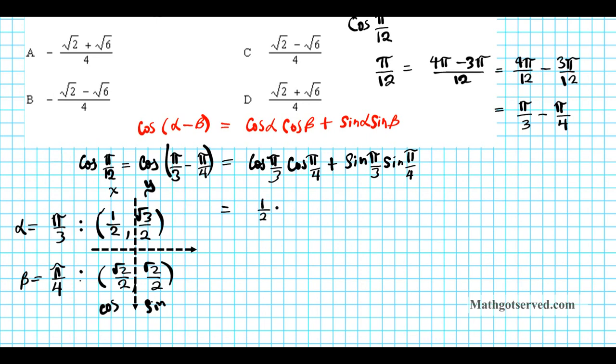Cosine pi over 4 is root 2 over 2. As you can see here, cosine pi over 4 is root 2 over 2, plus sine pi over 3 is root 3 over 2, and sine pi over 4 is root 2 over 2. If you multiply this together, you have root 2 over 4 plus root 6. You multiply the radicands here, 3 times 2, and then 2 times 2 in the bottom, 4. And as a combined fractional expression, we have root 2 plus root 6 over 4. And that's your final answer, option letter D.